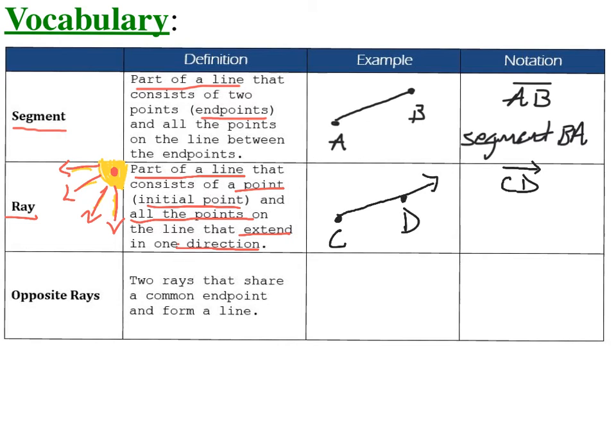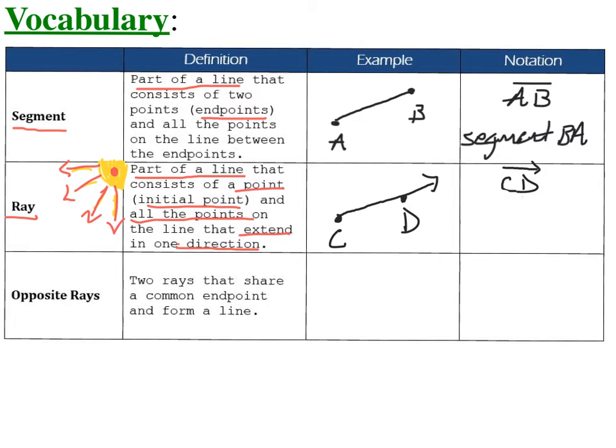Okay, notice it has one arrowhead. All right, and that arrowhead is always going to be pointing to the right. It doesn't matter which direction my ray is going. All right, that symbol that I'm putting up above is just to tell people this is a ray.